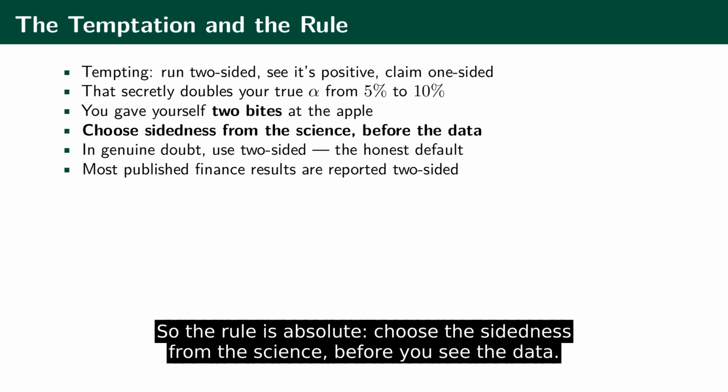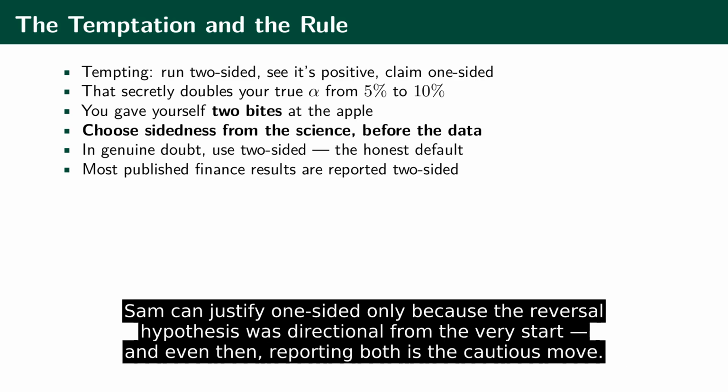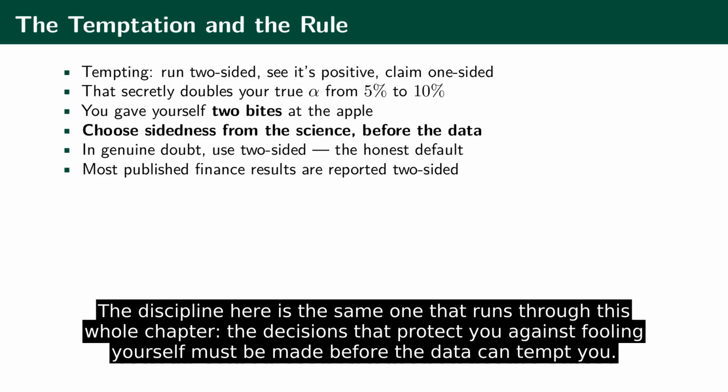So the rule is absolute. Choose the sidedness from the science before you see the data. When in genuine doubt, use two-sided. It is the honest default, and most published finance results are reported two-sided for exactly this reason. Sam can justify one-sided only because the reversal hypothesis was directional from the very start, and even then, reporting both is the cautious move. The discipline here is the same one that runs through this whole chapter. The decisions that protect you against fooling yourself must be made before the data can tempt you.